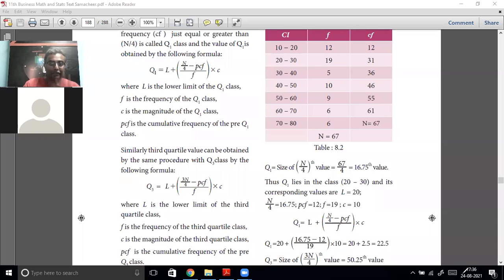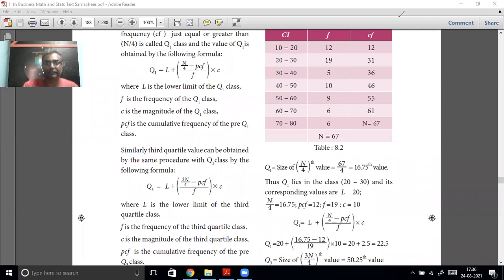Okay, revise all this. Very simple. Revise all this.